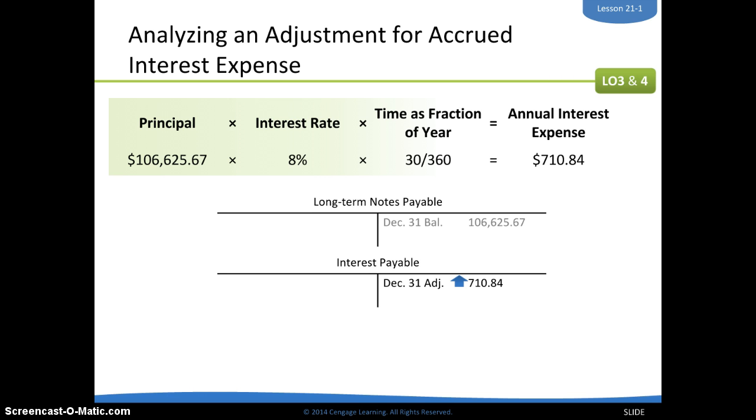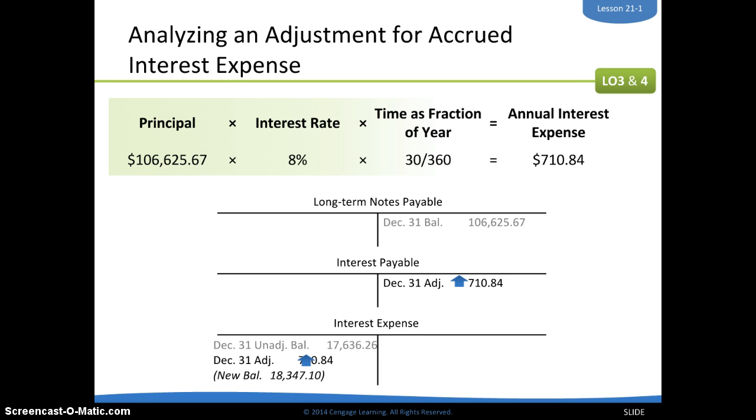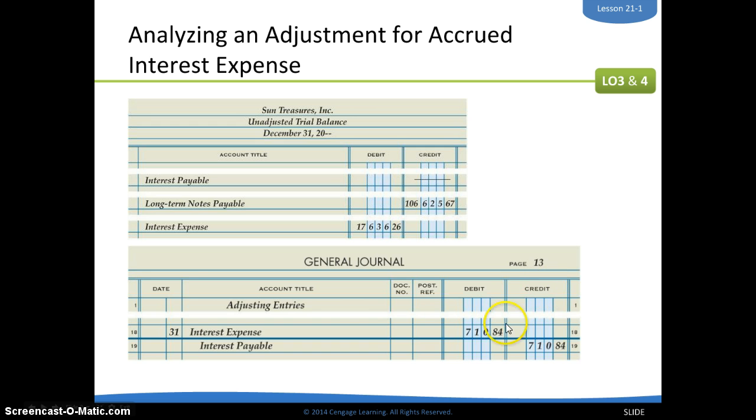So in this case, I have a long-term note payable. I have my interest rate that I actually owe on. I owe my 8% on that principal for 30 days, but I don't have to write the check yet, but I've actually incurred the interest expense. So on December 31st, I do an adjusting entry. I debit interest expense and I credit interest payable for the $710.84 because I actually incurred it in the first fiscal period. So here's my adjusting entry in my general journal on December 31st. Debit the expense, credit the payable.